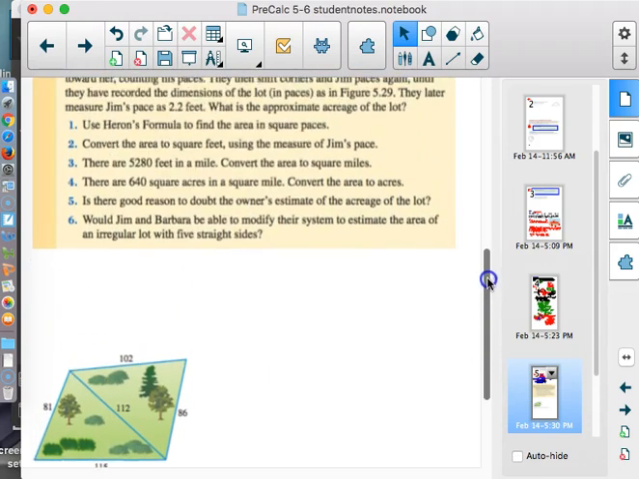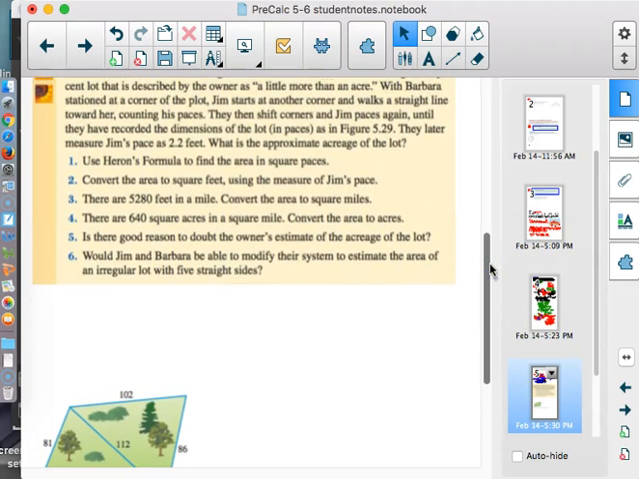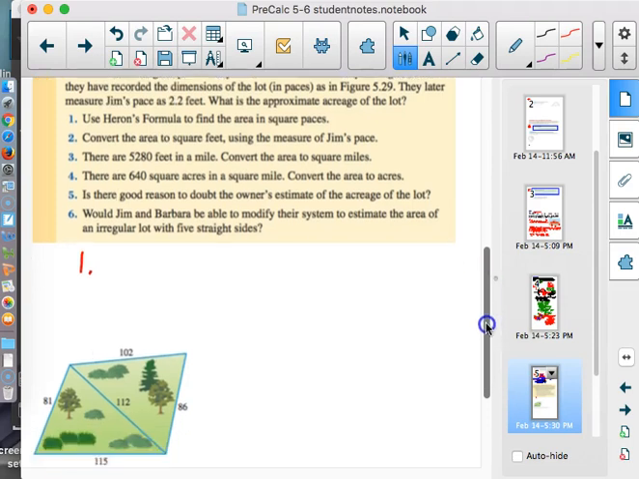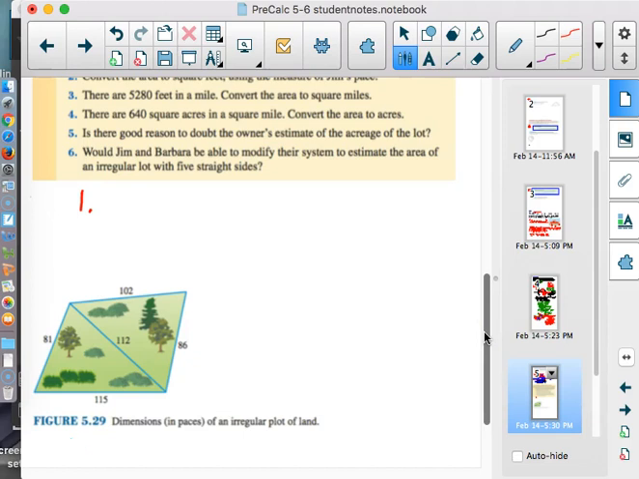And so what they're really trying to find out is whether the person that told them what the size of the lot was was being accurate. So they measure Jim's paces and they're about 2.2 feet, and they want to know the approximate acreage of the lot. The first thing it says here is for step one, we're going to use Heron's formula to find the area in square paces. So we're going to use what Jim had in terms of paces to figure that out. And remember, Heron's formula deals with the semi-perimeter.